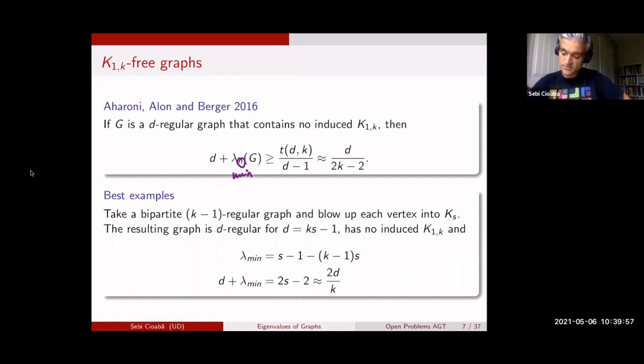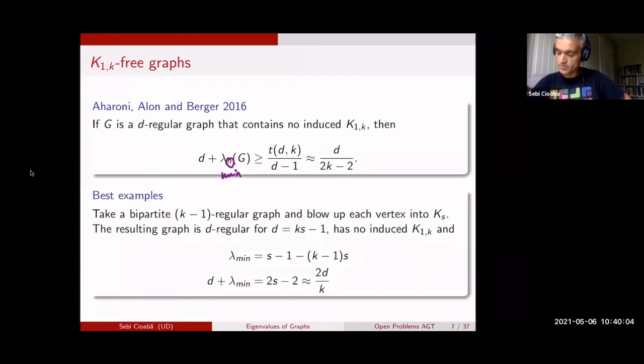So their construction is the following. You take a bipartite (k minus one)-regular graph and you blow up each vertex into a clique of size s. I'll give the picture for the case k equals three on the next page. And so the resulting graph is going to be d-regular with d equals ks minus one, and it doesn't have any induced K_{1,k}.